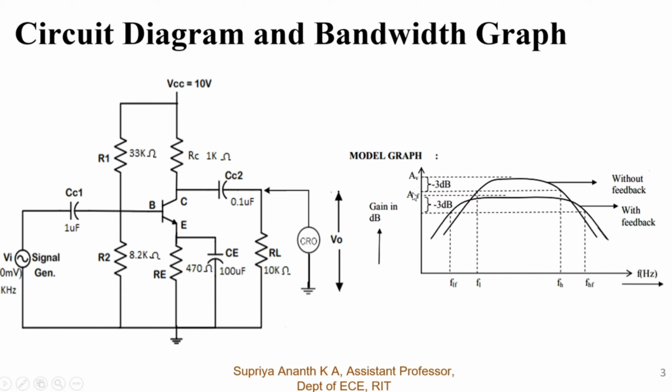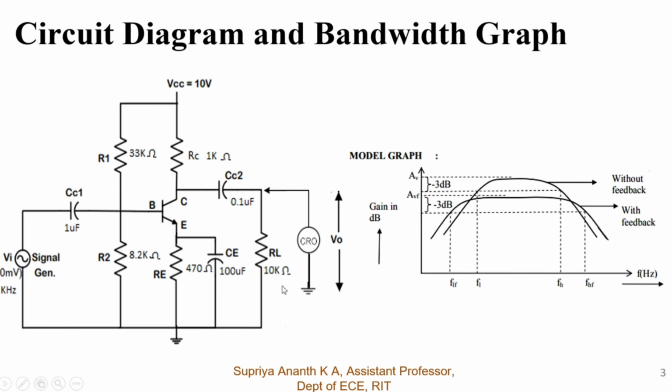Here you can observe the model graph. The first graph we are having is the output, the sinusoidal wave. Once you set the input to 20 millivolts, you need to take down the readings accordingly. The readings should be taken by varying the amplitude.